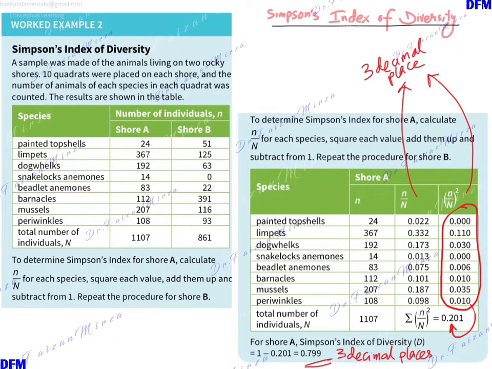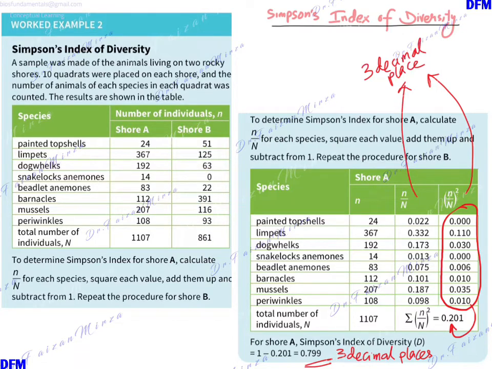This worked example shows that on a rocky shore, the number of individuals counted on shore A and shore B are mentioned. You can see this is the list of all the species present. Every value given under shore A is the small n, or the number of individuals present at that shore. For example, painted topshell are 24 on shore A and 51 on shore B. Limpets are 367 on shore A, 125 on shore B, and so on and so forth. If I add all the values of shore A, I get my capital N, 1107. This value is the total number of individuals present on shore A that have been counted. Similarly, capital N for shore B is 861.